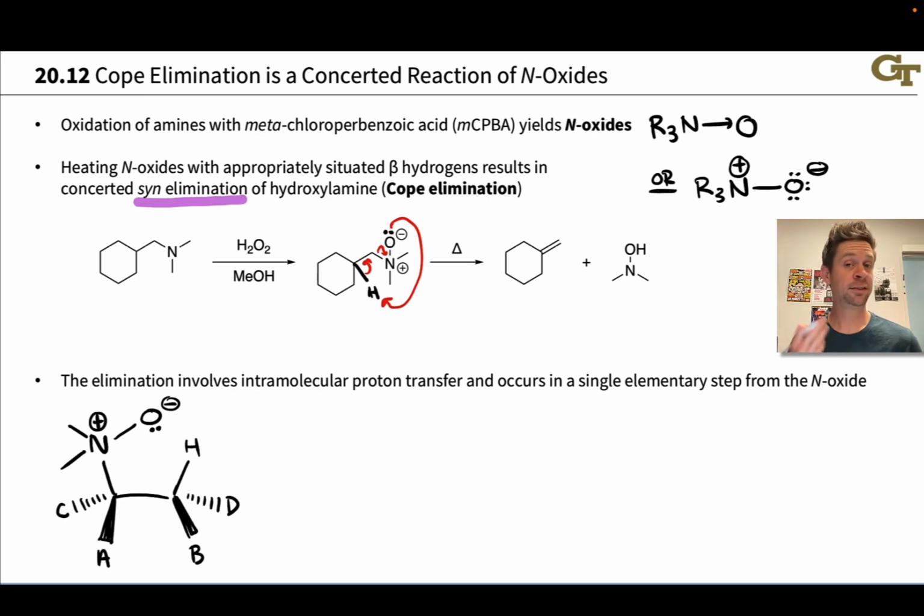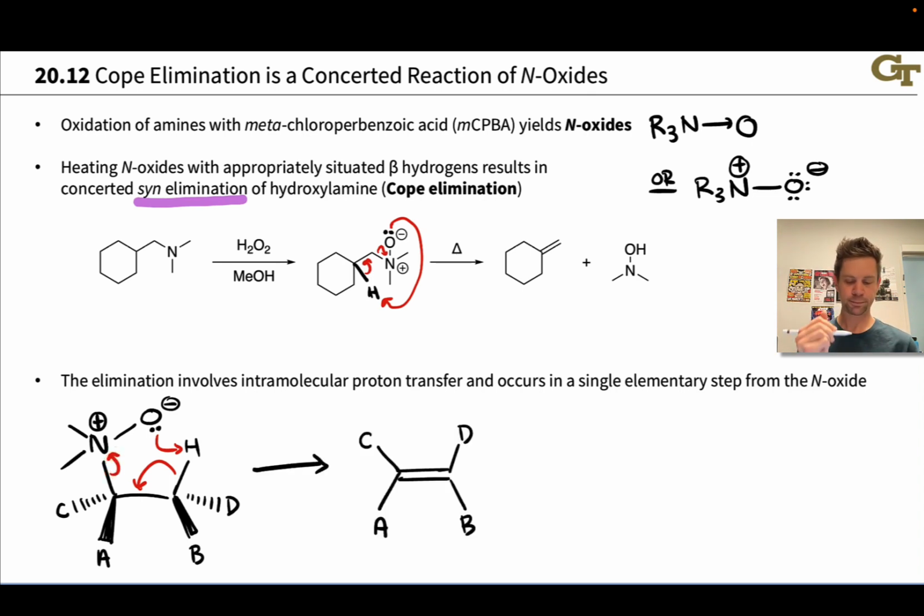And it's syn, meaning the leaving group, which here is the positively charged nitrogen, and the acidic hydrogen are in a syn orientation in the reactive transition state. This syn orientation is required to put that acidic hydrogen in the vicinity of the basic oxygen atom. And so this is the transition state for the Cope elimination. Intramolecular proton transfer, formation of a C-C pi bond, and cleavage of the C-N bond toward nitrogen all occur in a single step. This produces hydroxylamine, dimethylhydroxylamine in this case above.